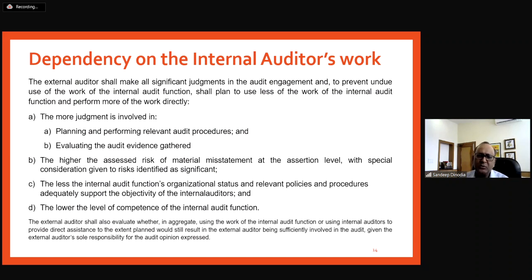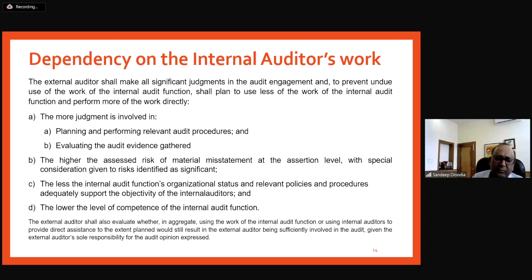The external auditor shall also evaluate whether, in aggregate, using the work of the internal audit function or using the internal auditors to provide direct assistance to the extent planned would still result in the external auditor being sufficiently involved in the audit. I think this is the most significant line in the whole essay: whether you rely on the internal auditor's work or use him as direct assistance, you have to continue to be sufficiently involved in the audit, given that the external auditor's role and sole responsibility for the audit opinion expressed cannot go away by using the internal auditor's work.